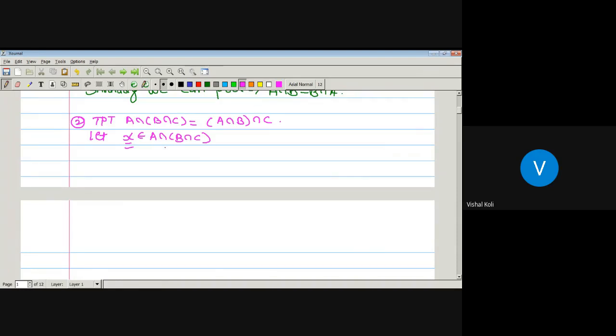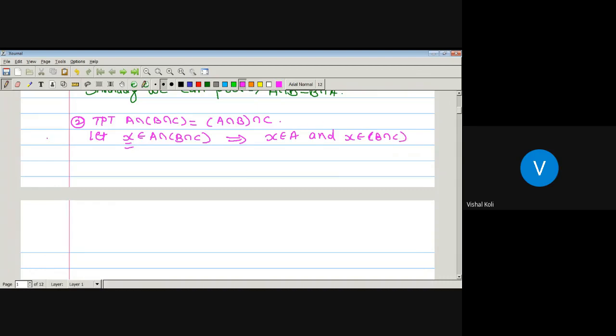Now what is the intersection of two sets? If A and B are two sets, then the intersection of A and B contains all those elements which are common in both A and B. That is, A intersection B is nothing but it contains all x such that x belongs to A and x belongs to B. Then by definition of intersection, x belongs to A and x belongs to B intersection C.